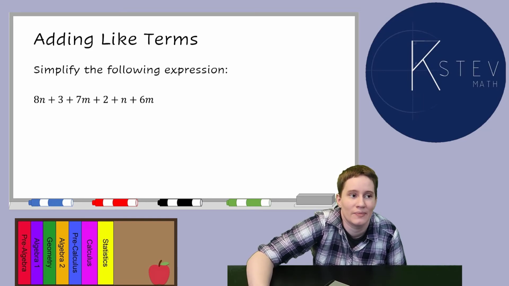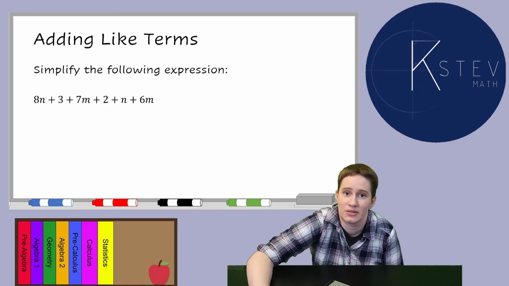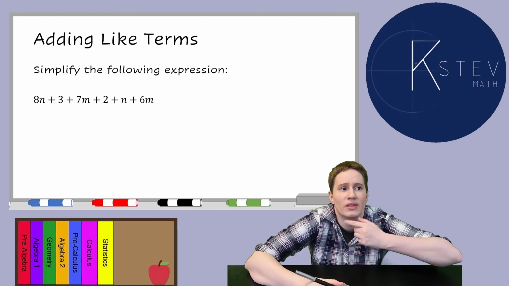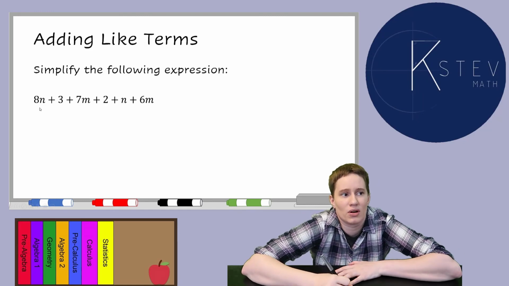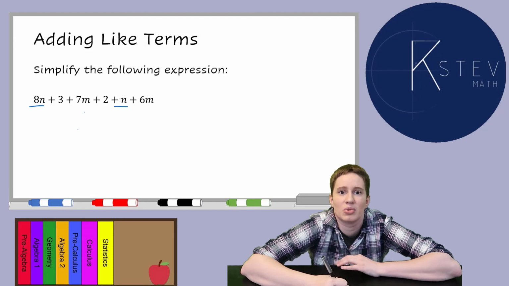You're back. Okay, so we have different letters here than we've used before, N and M, but otherwise it's going to work the same way as what we did in the last problem. So they're also not in the exact same order, so we have to pay more attention. We've got 8n and n that we're going to add together. So 8n plus 1n is 9n.